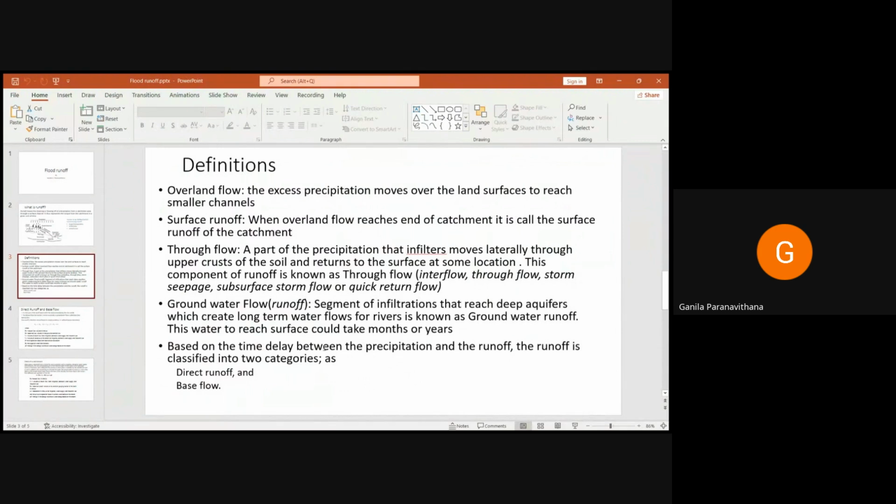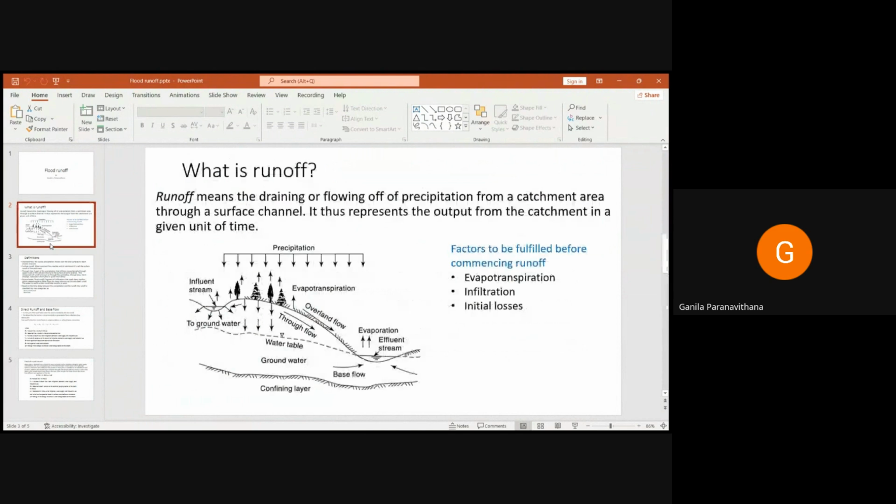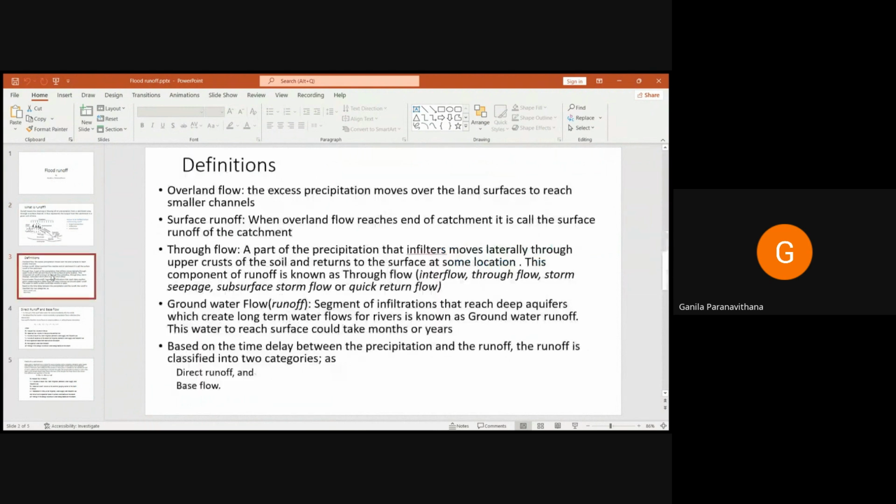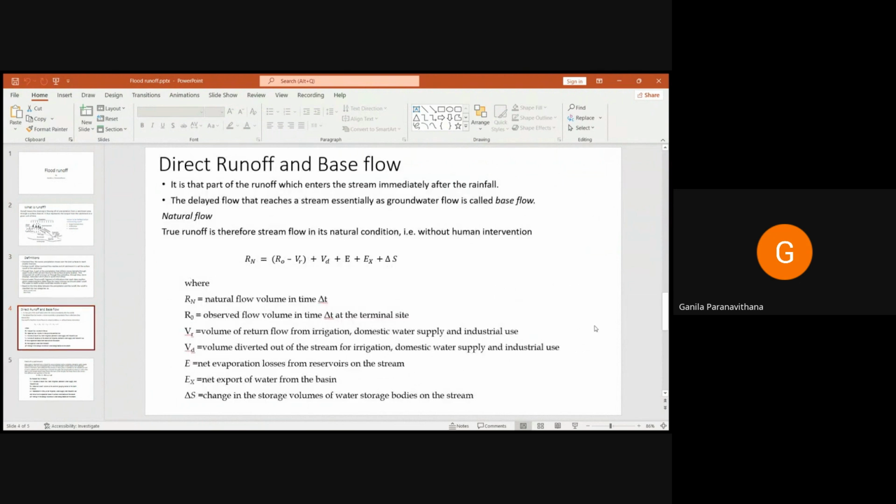Based on the time delay between the precipitation and the runoff, runoff is classified into two categories. Now when the precipitation comes, the runoff will not come out of the catchment directly. There is a time lag. So based on the time lag, there are two types. There is something called direct runoff and the base flow. We will be talking about this under the hydrograph. Now let's look at direct runoff and base flow.